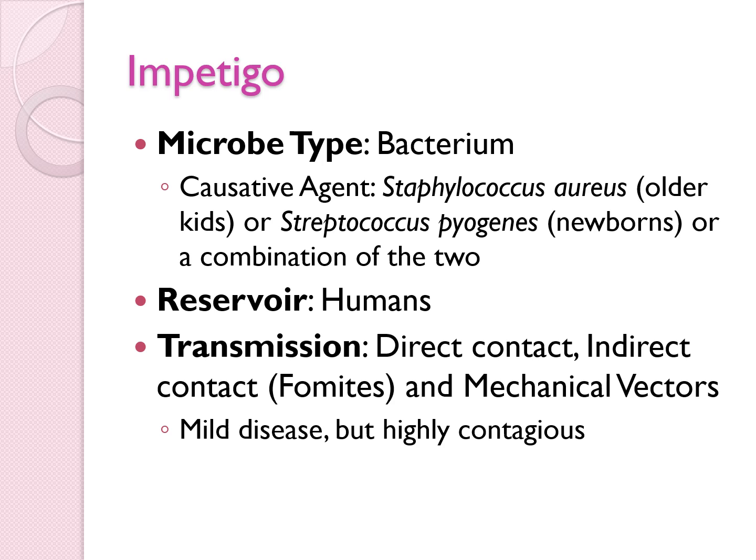The causative agent is Staphylococcus aureus, which we see with older kids, and Streptococcus pyogenes in newborns. But more often than not, we do see a combination of the two. The reservoir is going to be humans, and the transmission is going to be a little bit different this time. Not just direct contact, but indirect contact through fomites as well as through mechanical vectors.